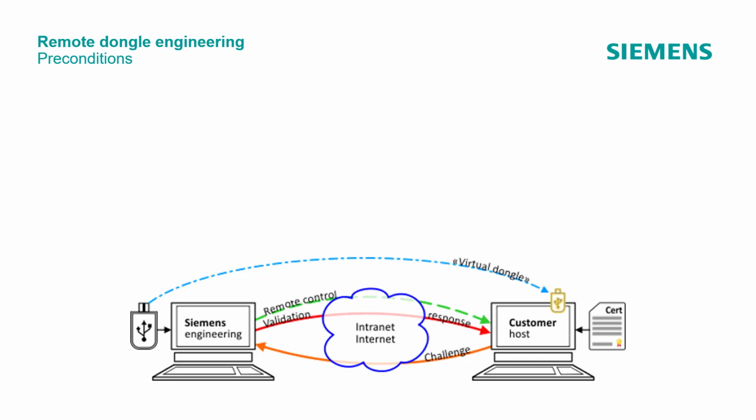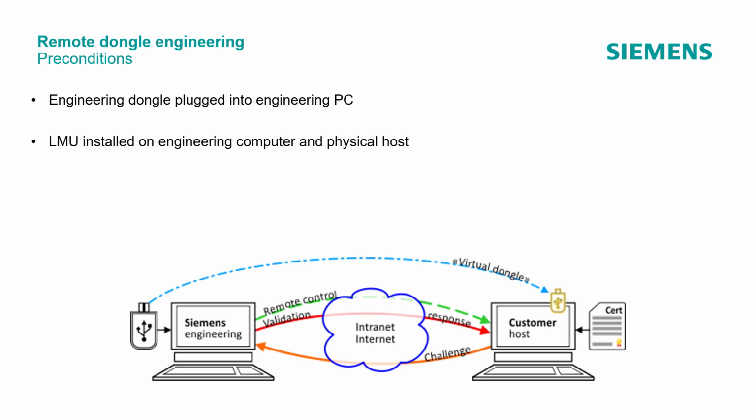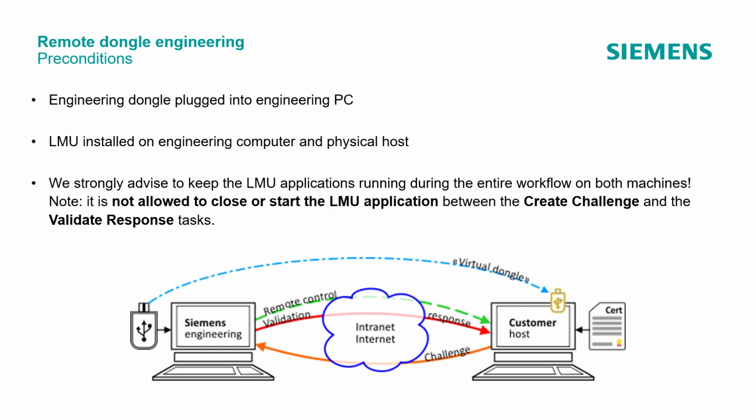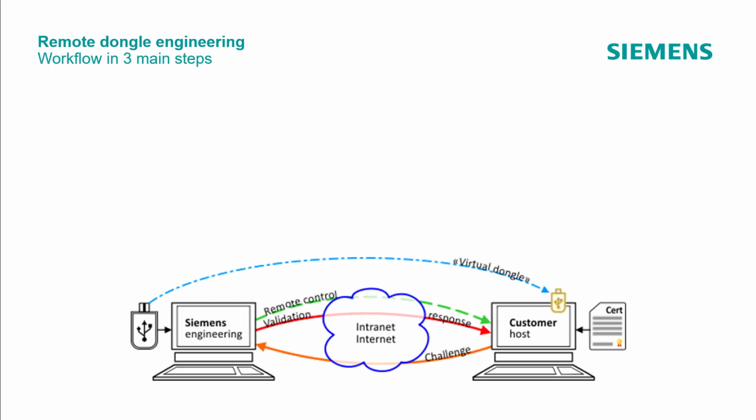What are the preconditions? The engineering dongle is plugged into the engineering PC. The LMU applications are installed on the engineering computer in the physical host. We strongly advise to keep the LMU applications running during the entire workflow on both machines. Note: it is not allowed to close or start the LMU application between the create challenge and the validate response tasks. The workflow is divided in 3 main steps.